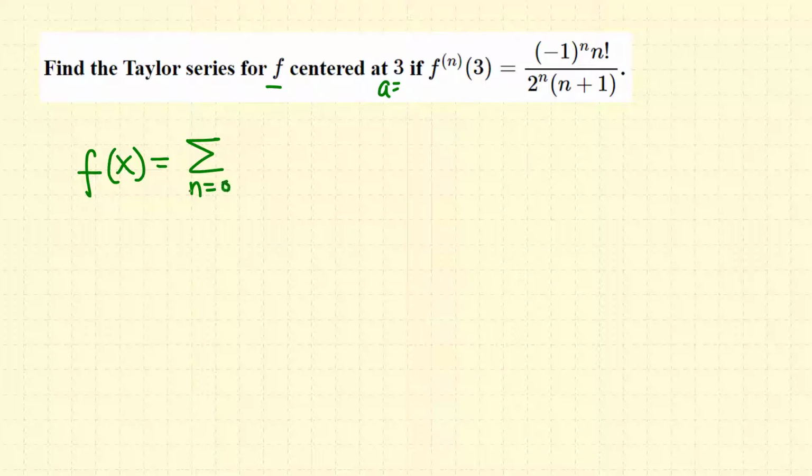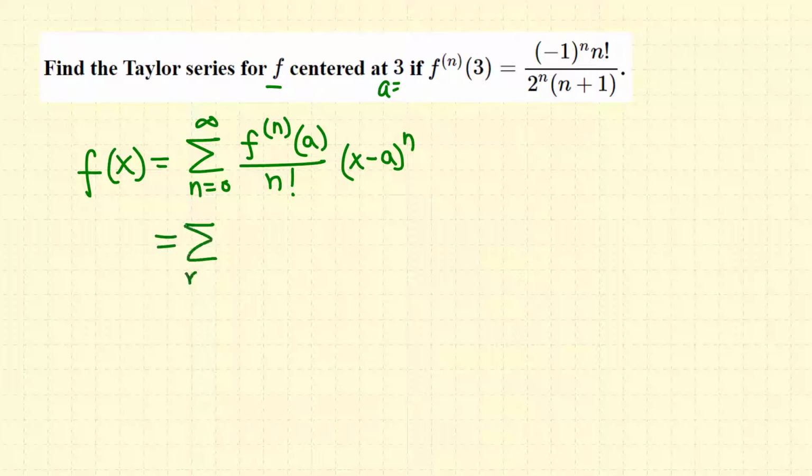sigma, the sum n from 0 through infinity of the nth derivative of the function at the center divided by n factorial times x minus a to the n. So this is the formula, and our center is 3, so let's do that. Basically I'm replacing center a by 3, x minus 3 to the n.